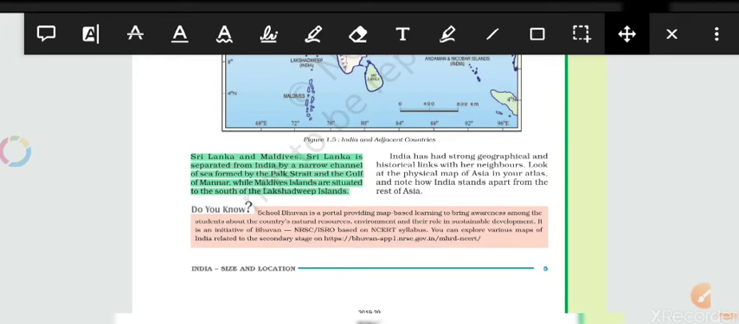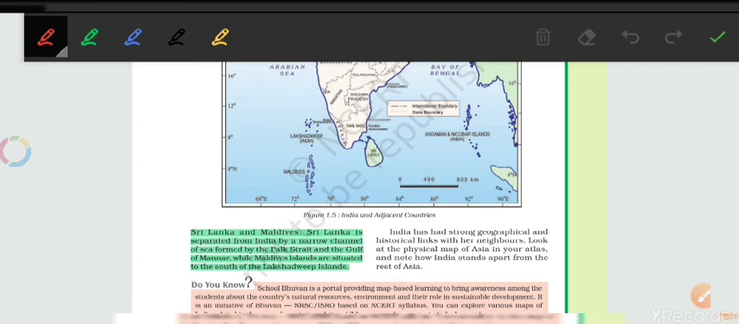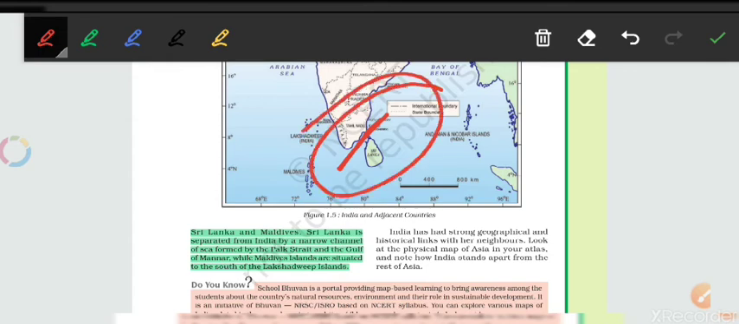Sri Lanka is separated from India by the narrow channel of sea formed by Palk Strait and the Gulf of Mannar. As you can see, this is the narrow channel of water. It is called the Palk Strait, and the Gulf of Mannar. So you have to understand this.